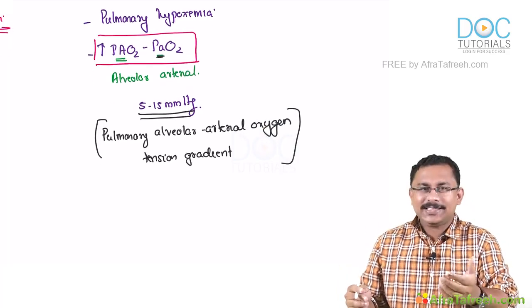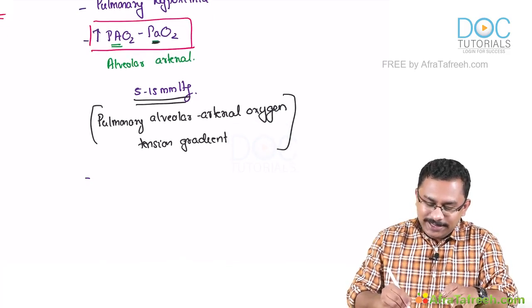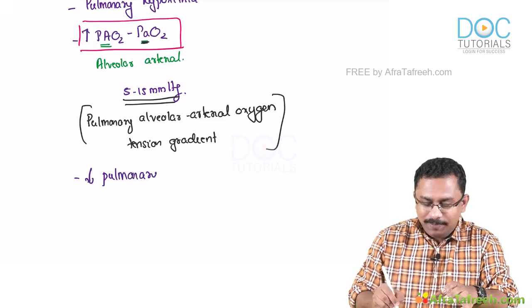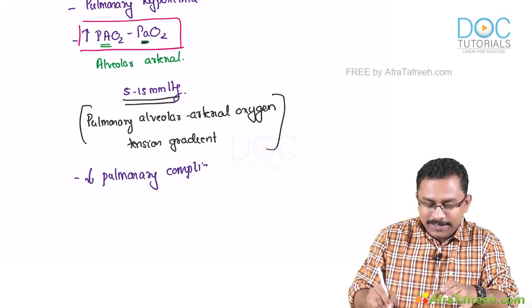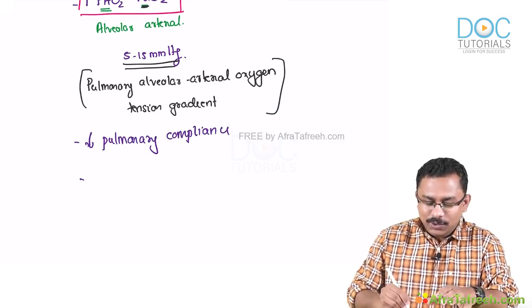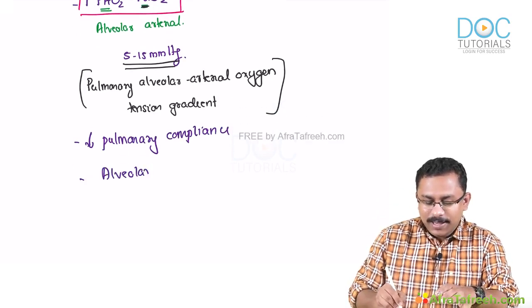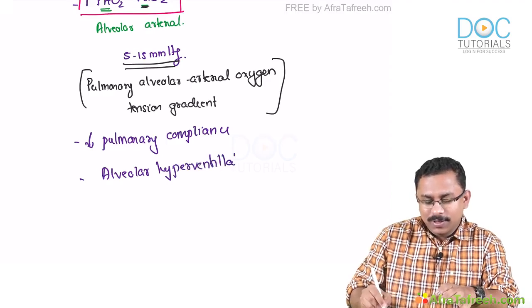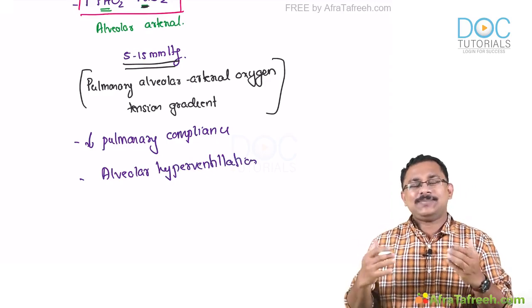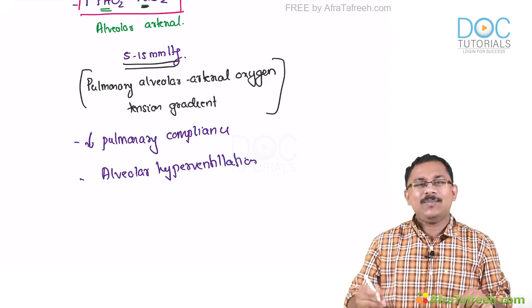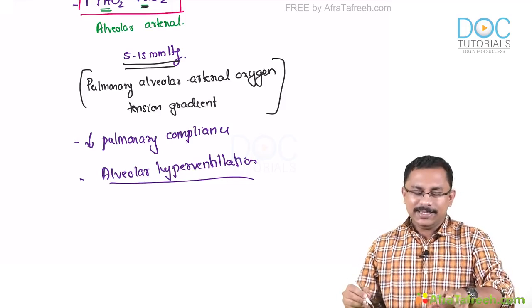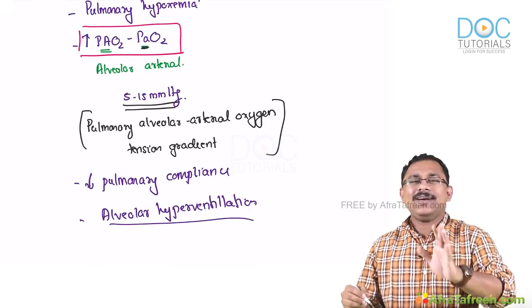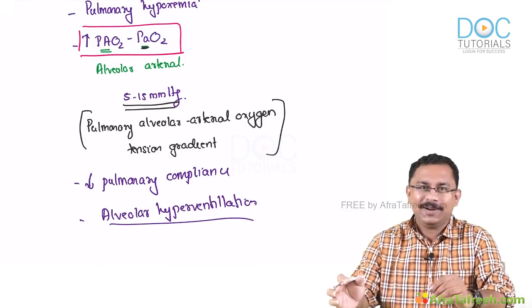Okay, so the gradient increases, and then what are the other physiological changes that happen? The dead space ventilation, I have already told you. Then there is a decrease in the pulmonary compliance, the decrease in the lung compliance, and also there will be an alveolar hyperventilation. Because of the perfusion ventilation mismatch, the receptors will be stimulated and there will be a compensatory alveolar hyperventilation. So these are the physiological changes that occur because of the blood clot that is blocking your pulmonary artery.